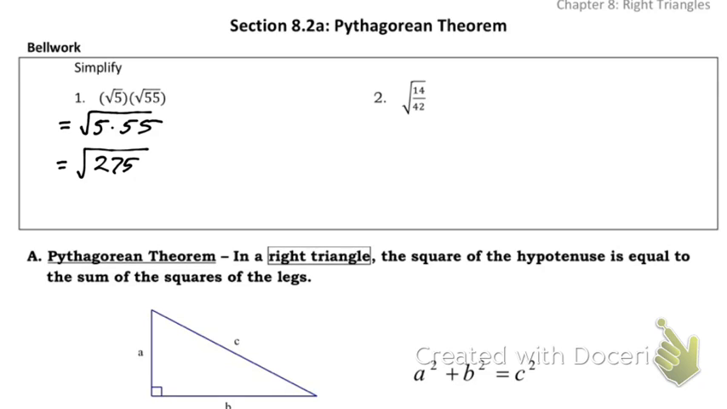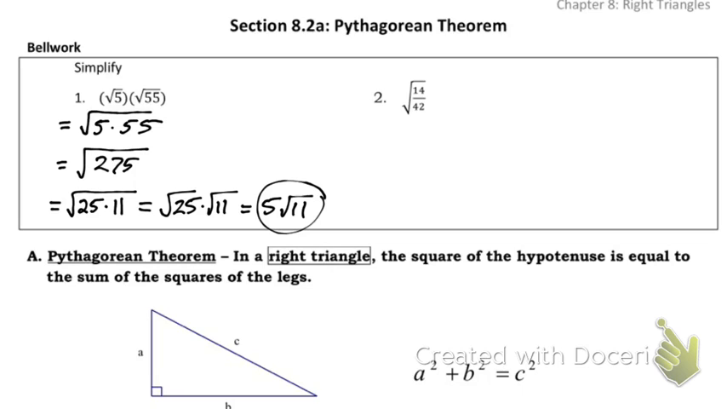I think 275 is a nice number because it's one of those where you kind of know when 25 is going to go into something, right? It's like 25s, 75s, 50s. So 25 must go into that. So we could say this equals the square root of 25 times 11, which we can rewrite as square root of 25 times square root of 11, which is going to equal 5 square root of 11.